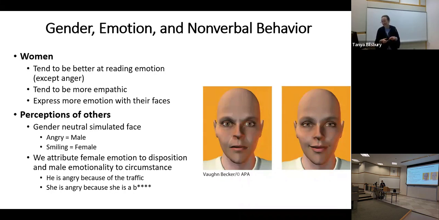There's an interesting study here. This is a computer generated face that is androgynous. You can't really say it's a male face or a female face. But when they make the face smile, people are more likely to think that's a female face. And when they make the face angry, then people are more likely to perceive it as a male face. We're also more likely to attribute female emotion to disposition, right, to personality, temperament, and more likely to attribute male emotionality to circumstance. Like he's angry because of the traffic, right? Not because he's an angry person.